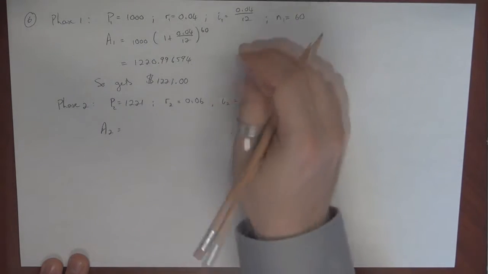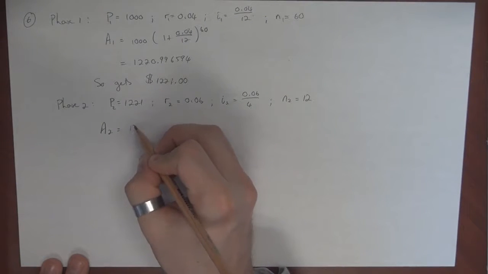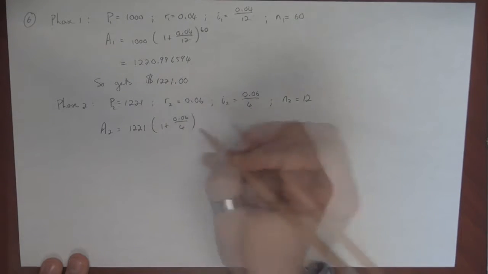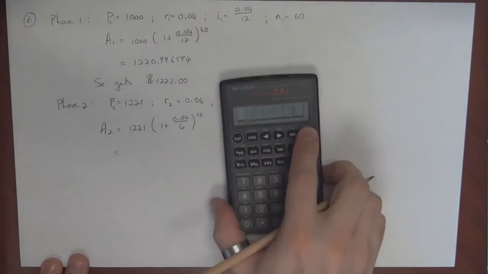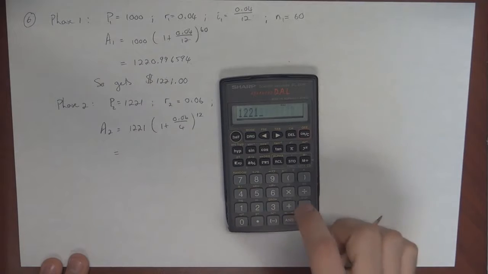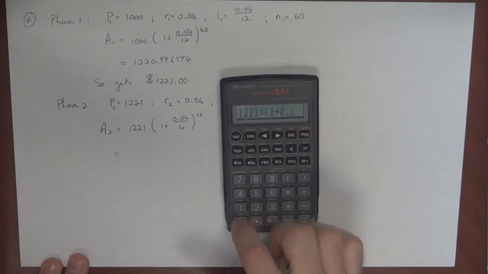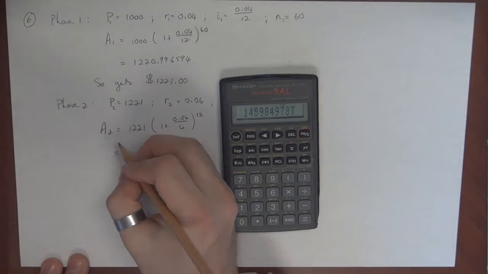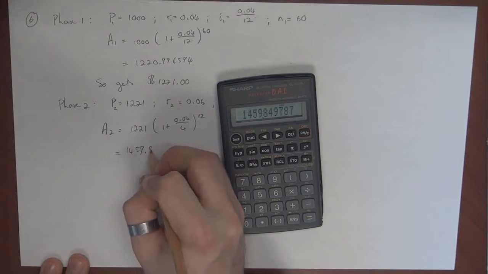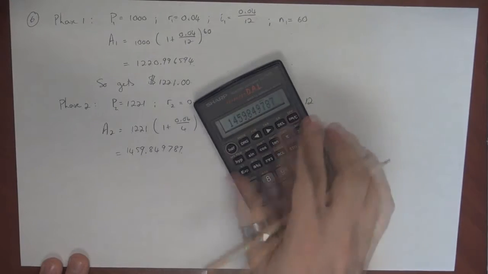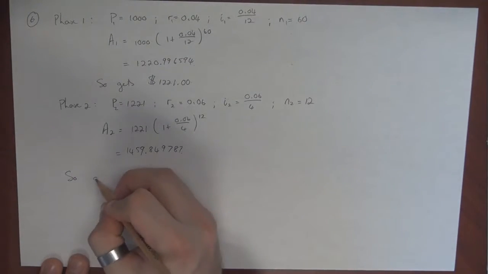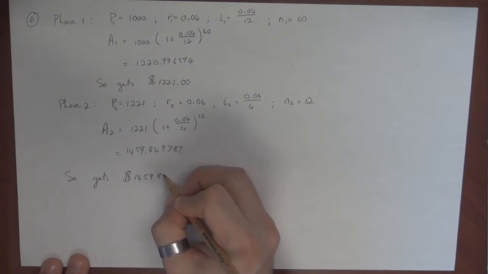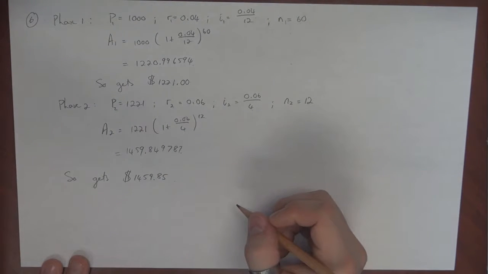So now the amount that I get at the end of phase 2 is 1,221 times 1 plus 0.06 divided by 4 to the power of 12, and I get 1459.849787. So he gets at the end 1,459.85 if we round to the nearest cent.